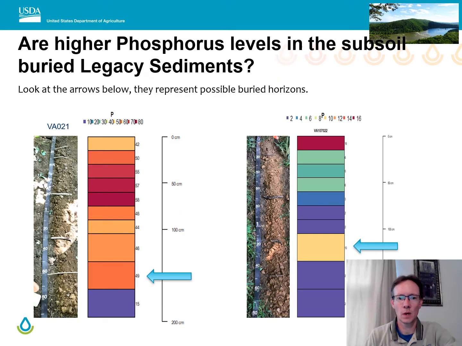Here are two examples where the phosphorus levels in the soil were higher than the horizon above it, which could lead to the question of whether they were old buried horizons or legacy sediments from a long time ago. And the arrows represent where those higher levels occur.